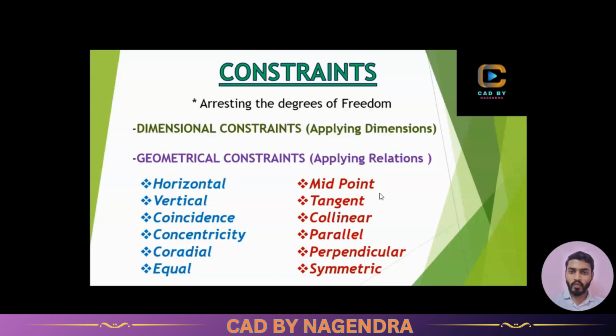So in this tutorial, we are going to see a basic introduction to constraints in SolidWorks. Usually, a constraint is nothing but arresting the degrees of freedom. As you watched in the previous video, where we explained constraints, you will get detailed information about them. In constraints, we already know that we have two types. One is dimensional constraints, nothing but applying dimensions. Then we have geometrical constraints, nothing but applying relations. As you can see, different types of relations are there. So one by one we will see now.